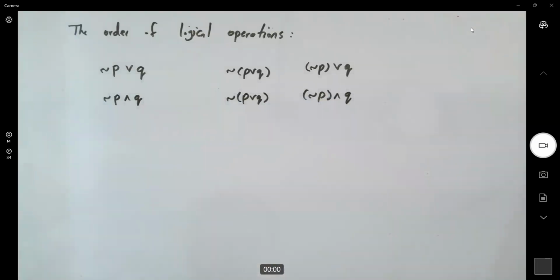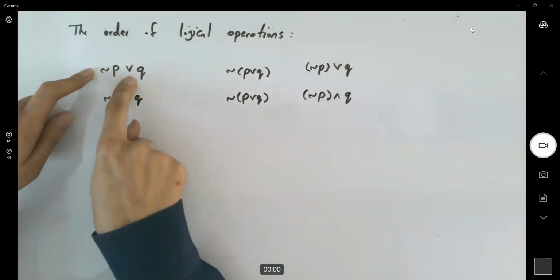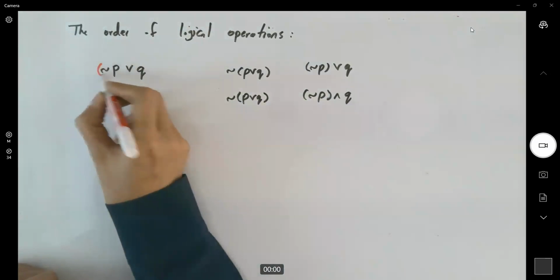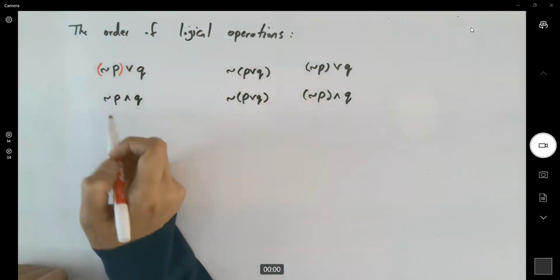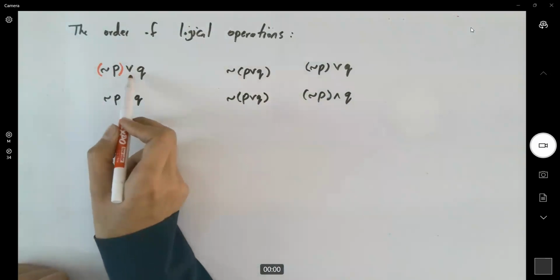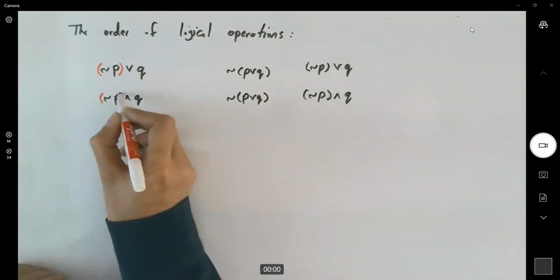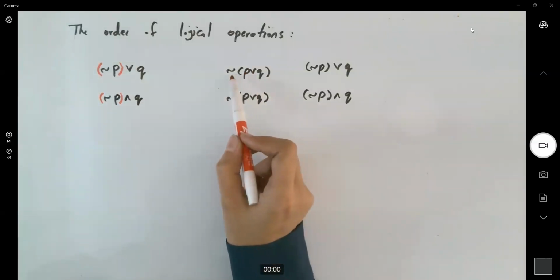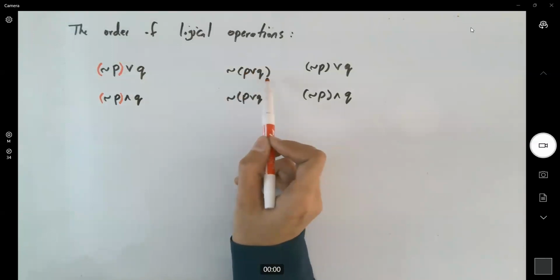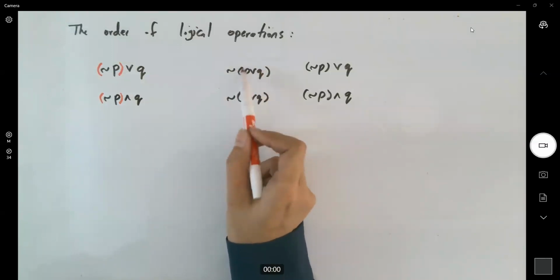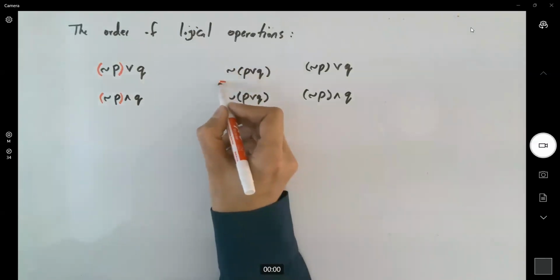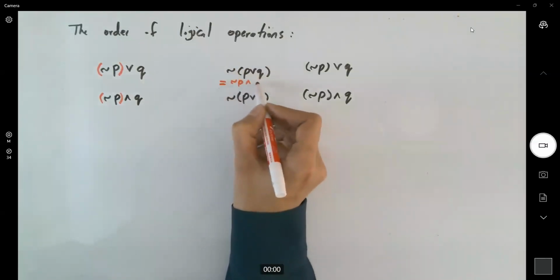So take a look at this. Not P or Q. It means that you have the negation of P first and then combine it with Q using or. The same as here, not P and Q. If the question says you already have parentheses involved, it means that your quantity is inside parentheses. Here, you're applying De Morgan's laws. This is equivalent to not P and not Q.